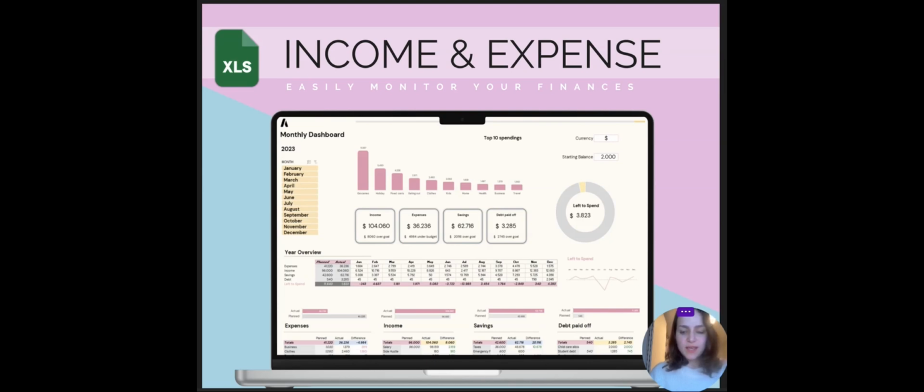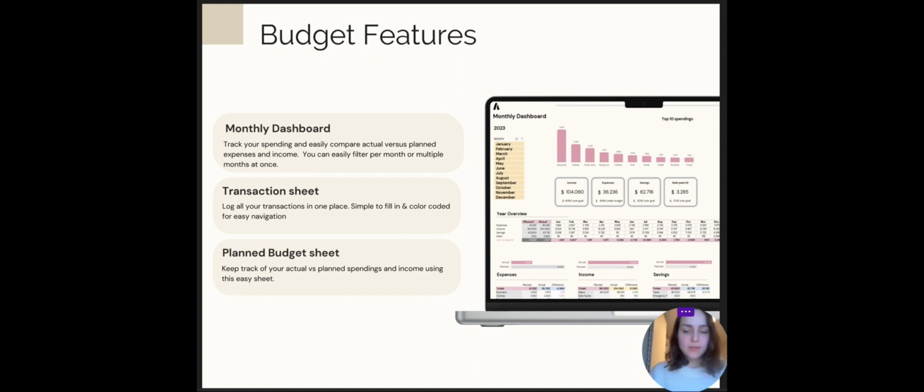So what this income and expense tracker includes, it has a monthly dashboard and also a transaction sheet where you will include all the transactions in one place. And also a plan budget sheet where you can include all the amounts that you have planned or expected per month, which will also help you see the visualizations better. So I would say let's start.